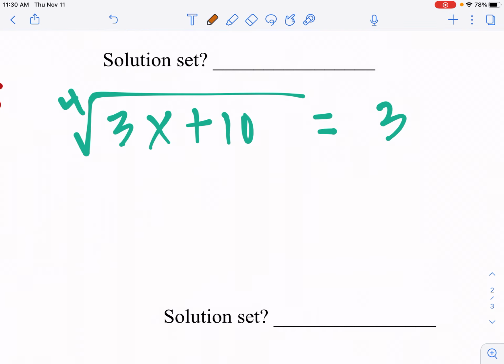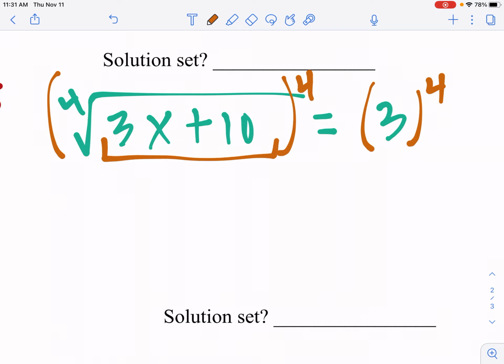it's going to help you decide to what exponent you need to do this. So like a square root, we square it. When it's a fourth root, we're going to do it to the power of 4. And just like before, when you raise a fourth root to the fourth, you're just going to be left with what's on the inside, and then you just simplify the right side. So 3 to the power of 4 is 81.